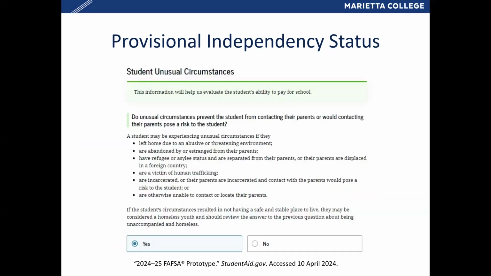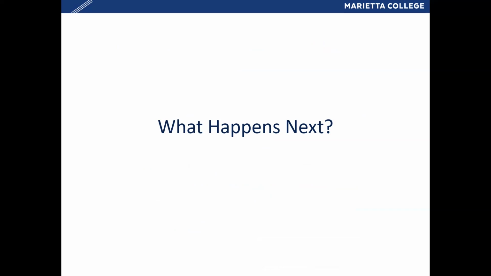So if the student indicated yes on that question I'm showing you here, do unusual circumstances prevent the student from contacting their parents, or would contacting their parents pose a risk? If the student indicates yes, they are considered provisionally independent and would fill out the form as if they're an independent student from any other circumstance. Again, with all the other independent status circumstances other than age, we would need to verify that. Schools will reach out to verify that. The student will be contacted on how to take care of that if they are marked as a provisional independent student.